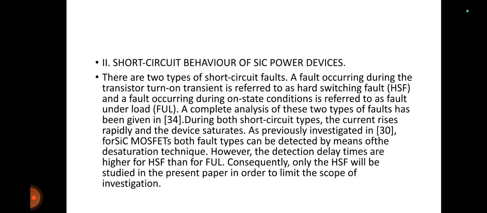A complete analysis of these two types of faults has been given in the literature. During both short circuit types, the current rises rapidly and the device saturates. As previously investigated for SiC MOSFETs, both fault types can be detected by means of the desaturation technique. However, the detection delay times are higher for HSF than for FUL. Consequently, only the HSF will be studied in the present paper in order to limit the scope of investigation.